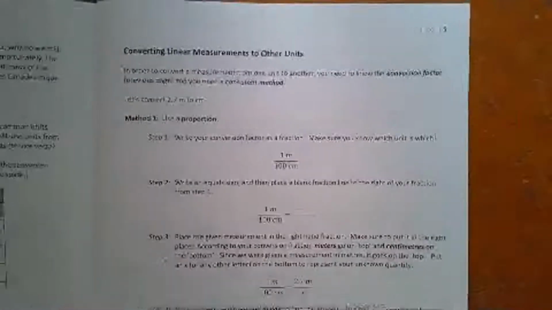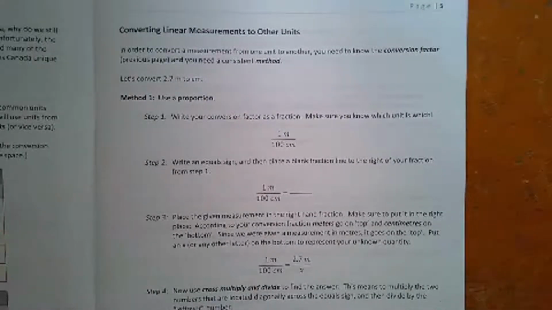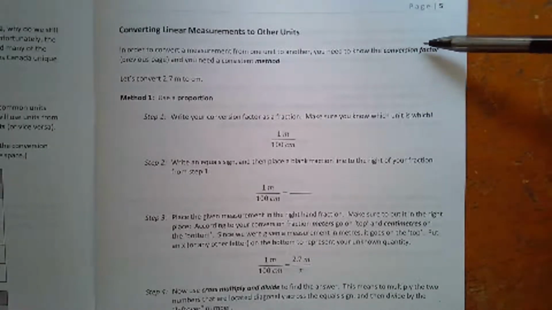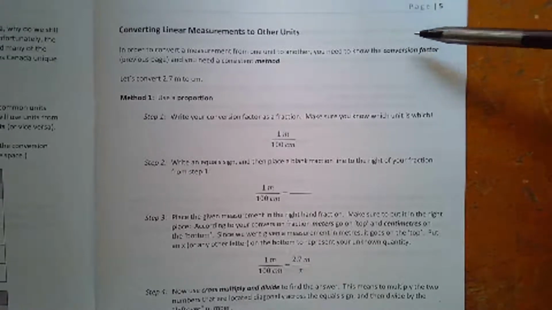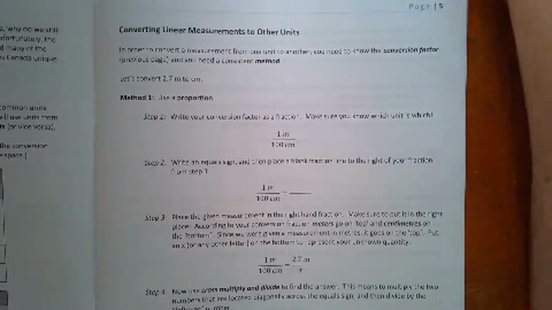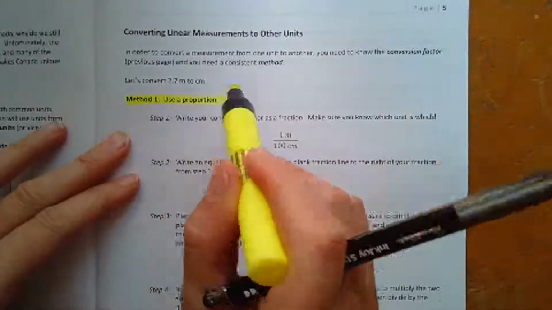Okay, let's do some converting. Today I'm going to do a lot, and then I'll make tomorrow's class a bit of a word class. In order to convert a measurement from one unit to another, you need to know the conversion factor, and you need a consistent method. We're going to talk about 2 methods. Method 1 is using a proportion, and this is really foolproof.